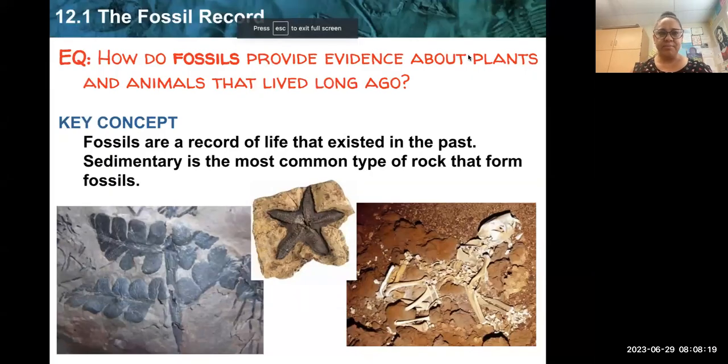Hi everyone, these notes are about Chapter 12, Section 1, the fossil record. Everybody should have heard of fossils before. They should have seen a movie franchise about them. So essential question, how do fossils provide evidence about plants and animals that lived long ago?